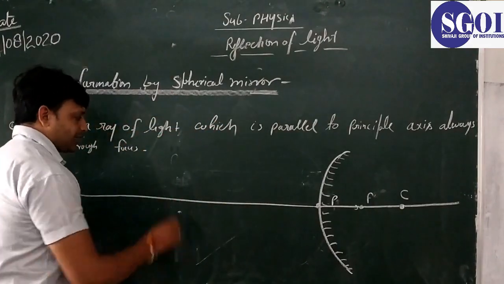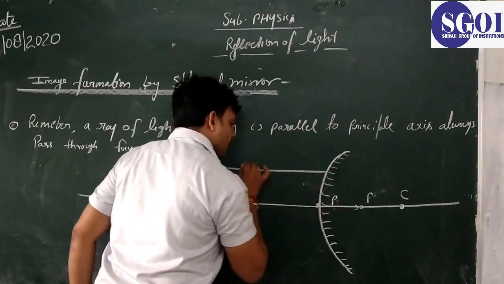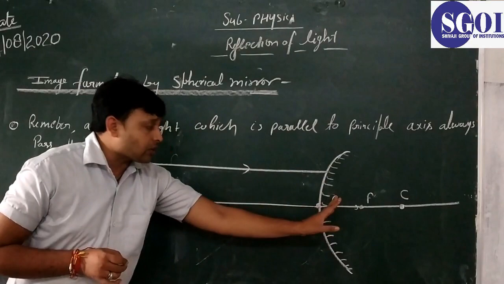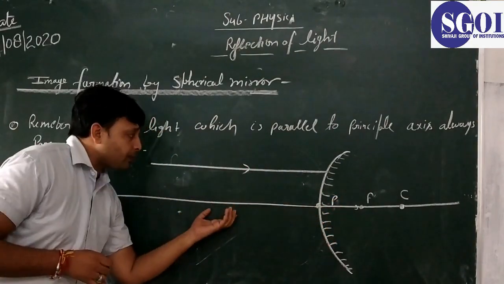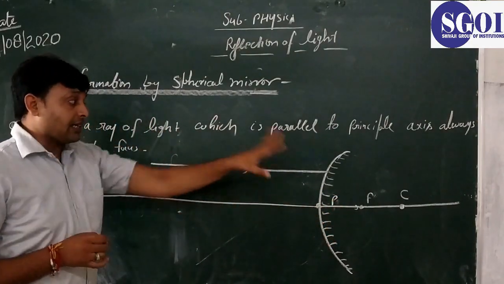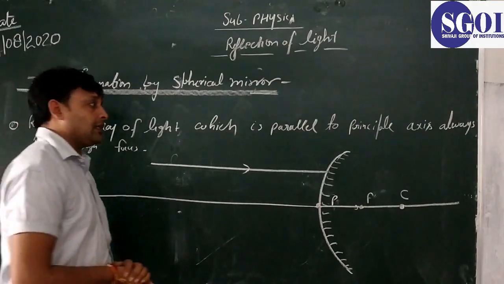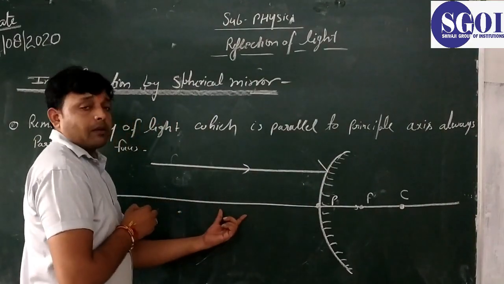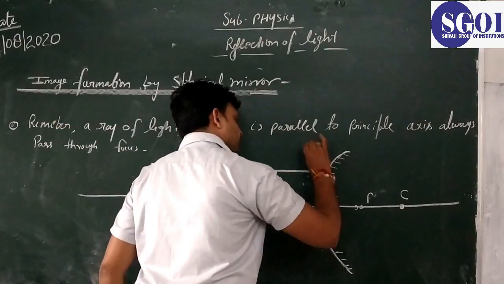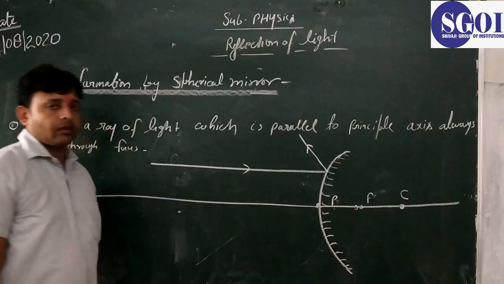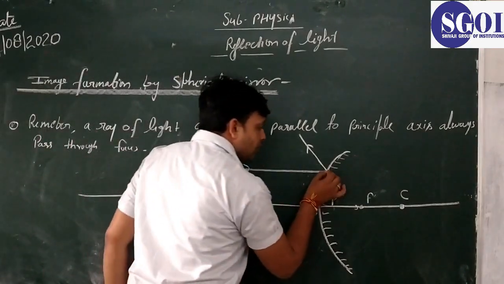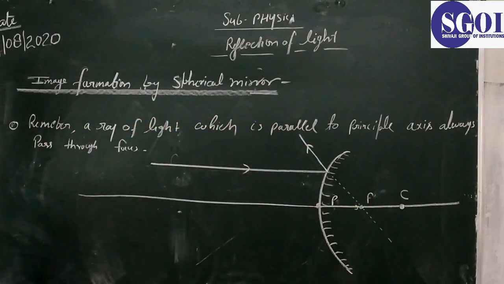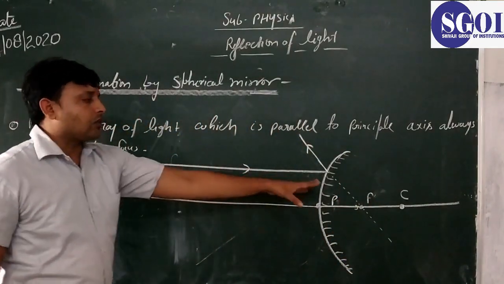Now, if a ray of light is incident on the outer surface of the convex mirror parallel to the principal axis, after incidence it reflects away from the principal axis, but its apparent line passes through the focus. This is for the convex mirror.